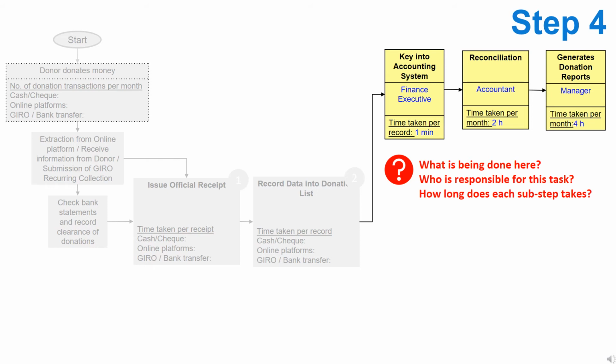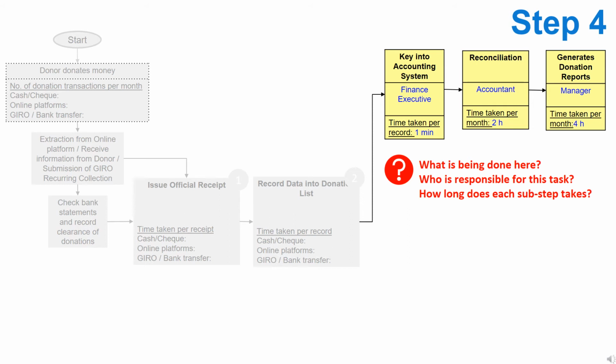It begins by inputting the donation into your organization's accounting system, after which, the staff will tally the figures with the bank statements to confirm that the donation has indeed been received. At the end of it, a report is generated for internal review. This could be done on a monthly or quarterly basis.